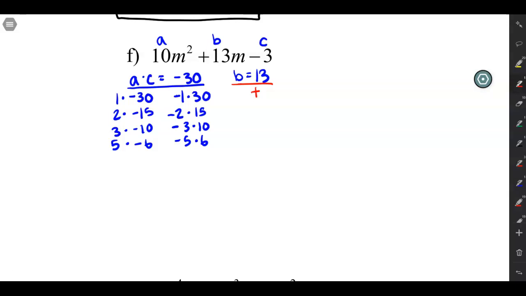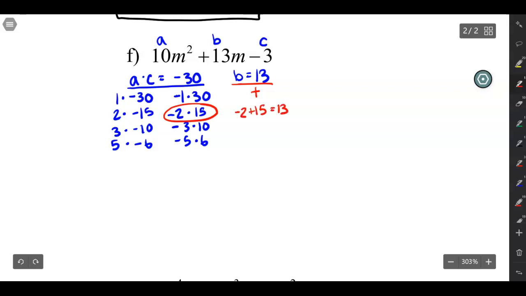And again, you can just grab a calculator and start trying them out. You could just try 1 plus negative 30, 2 plus negative 15, 3 plus negative 10. Just start trying some until you find one that gives you 13. In this case, negative 2 plus 15 is equal to 13. So negative 2 and 15 are my two numbers that I'm going to use when I begin factoring.